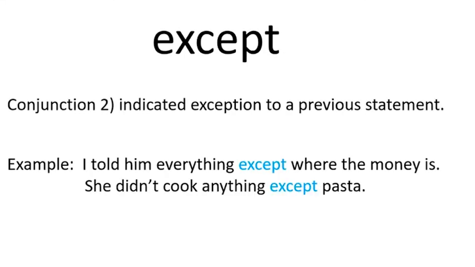This is the second meaning of except, which indicates an exception to a previous statement. This is very similar to the word but. In fact, you can probably interchange but with this except. For instance, I told them everything except where the money is. I told them everything but where the money is. She didn't cook anything except pasta. Or she didn't cook anything but pasta. Very simple. And a very useful word.